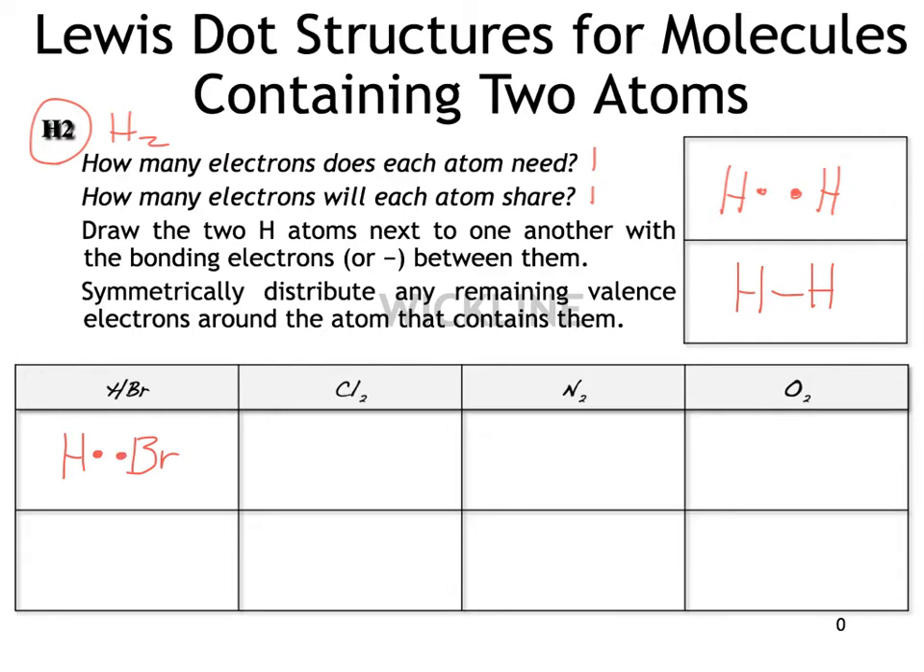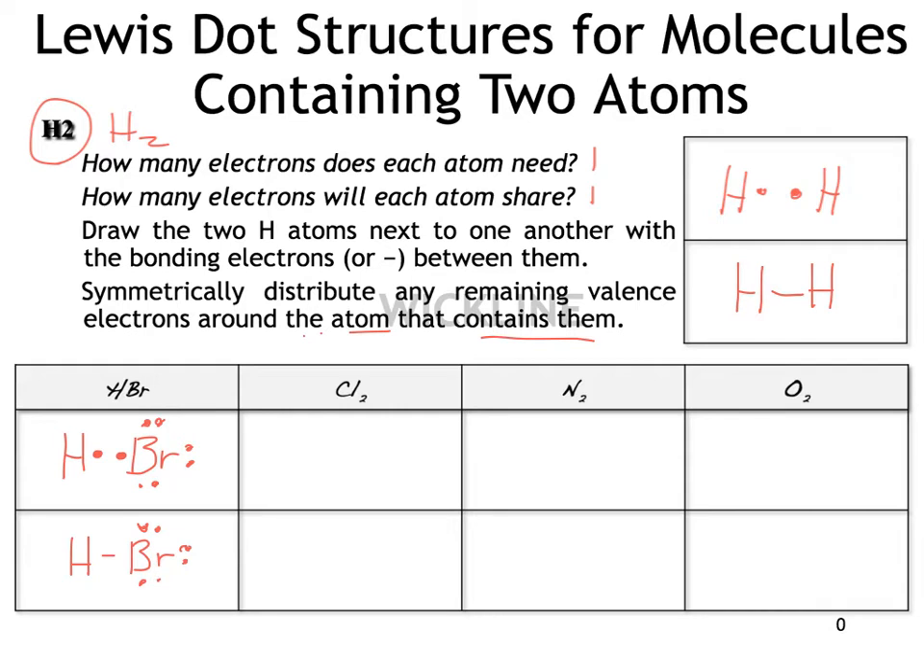And then remember to symmetrically distribute any remaining valence electrons around the atom that contains them. So for bromine, it has 6 more electrons other than the 7th one that I just put in earlier. So I'm just going to put 2 electrons per side on the remaining 3 sides. And when I do my final draft, I'm going to replace those 2 in the middle with 1 dash. But these electrons that are going around the outside right here, the non-bonding electrons, they can't be replaced with dashes.